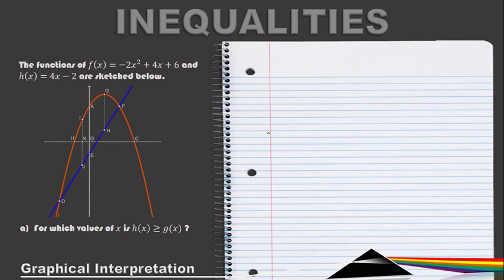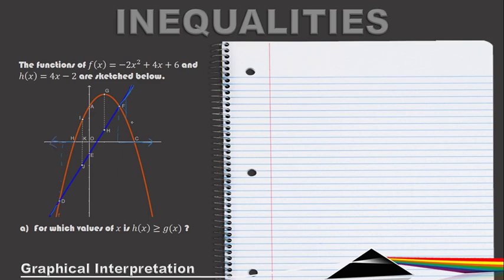Now, for which values of x will h(x) be greater than or equal to g(x)? Alright, so now h(x) is the straight line, and where is it greater than or equal to g(x)? The line is above the parabola over here, so where they intersect, it's for all of these values going this way, and it's for all of these values. See here, it's above this, and over here it's also above the parabola, so for all the values going that way.